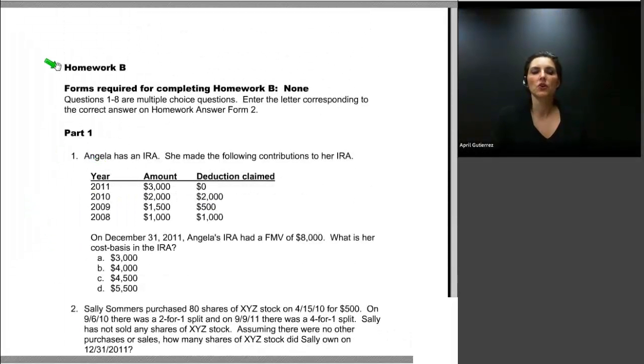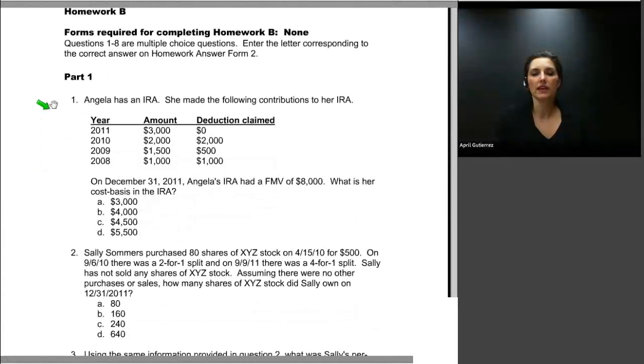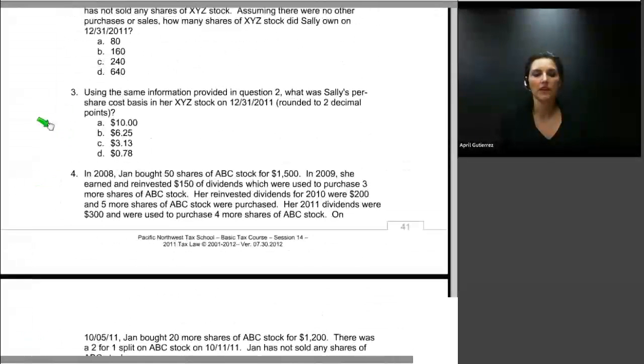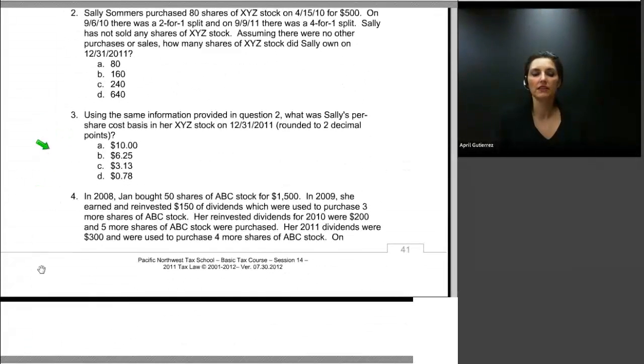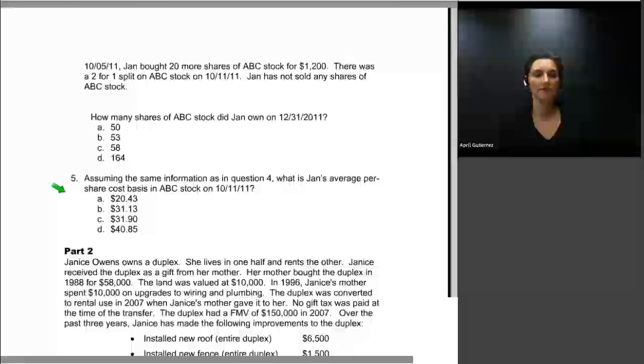And then we move on to homework assignment B, and it's divided up into 3 parts, each of which is multiple choice. And in part 1, we're again throwing more information at you, asking you to determine cost basis and figure out gain, if any. We're asking you to figure out cost basis in other situations.